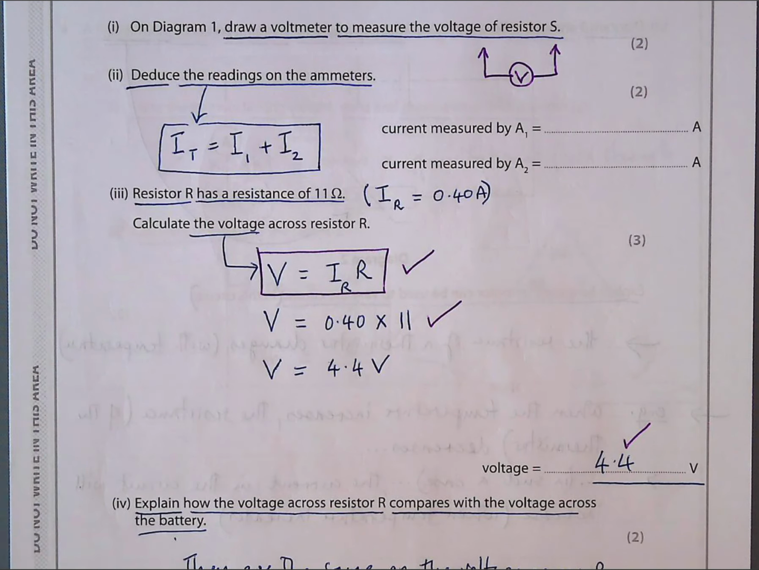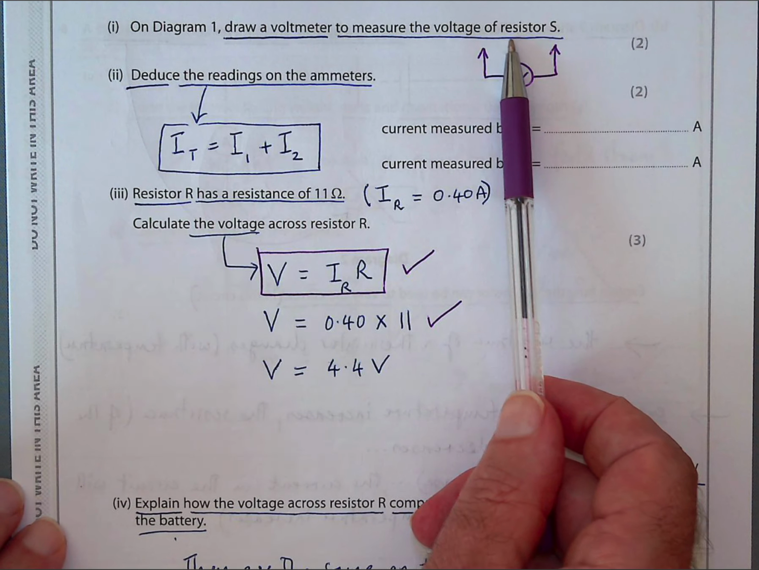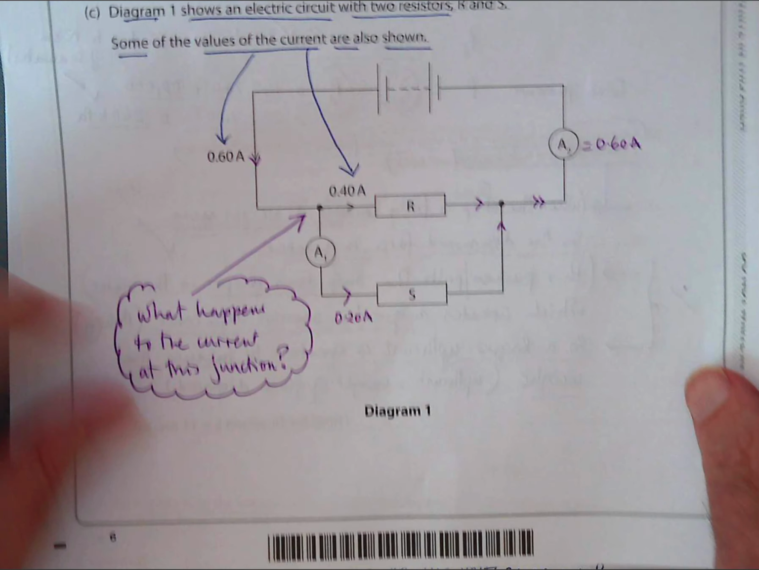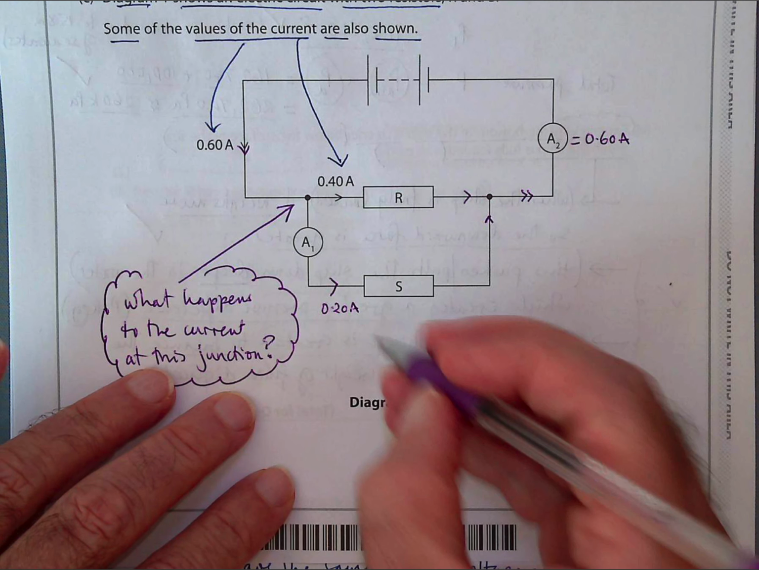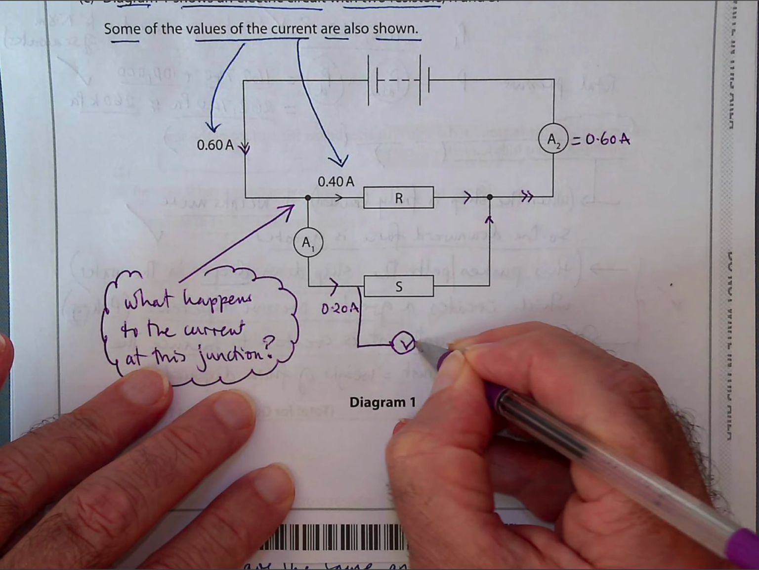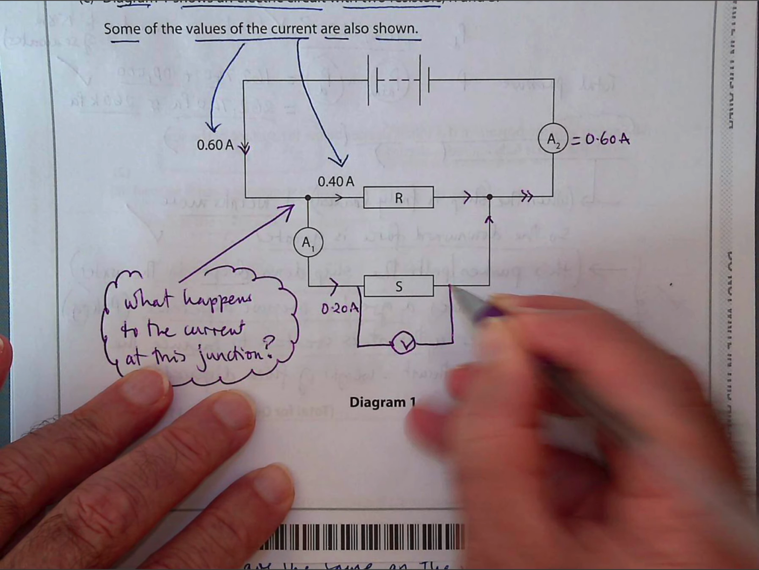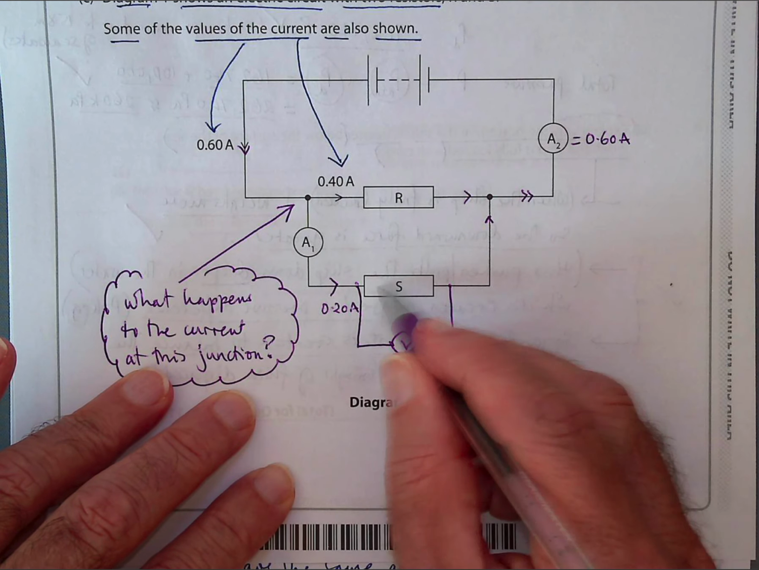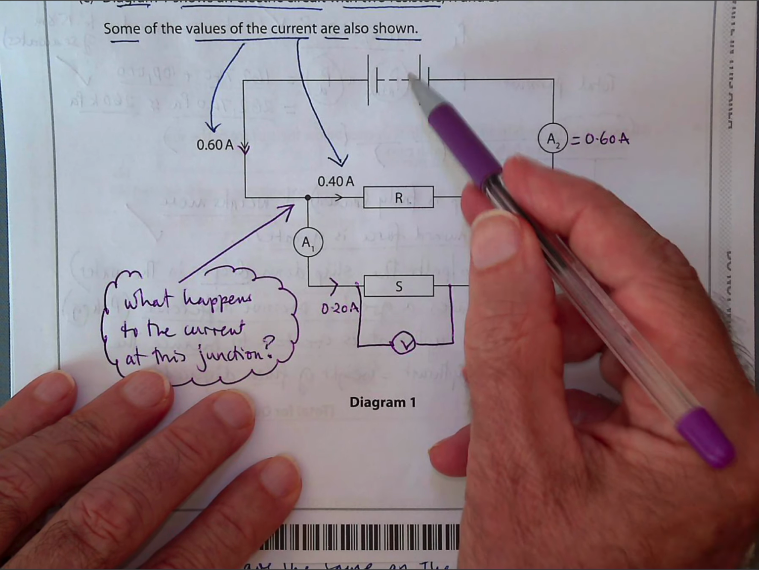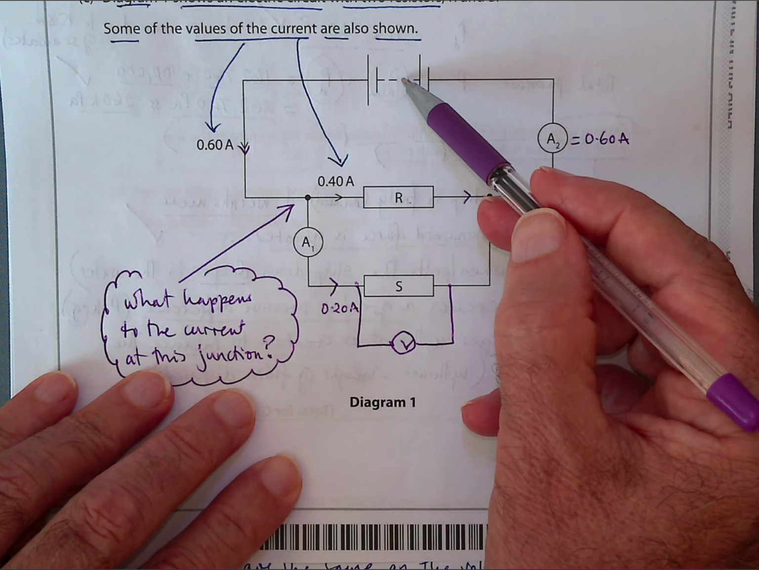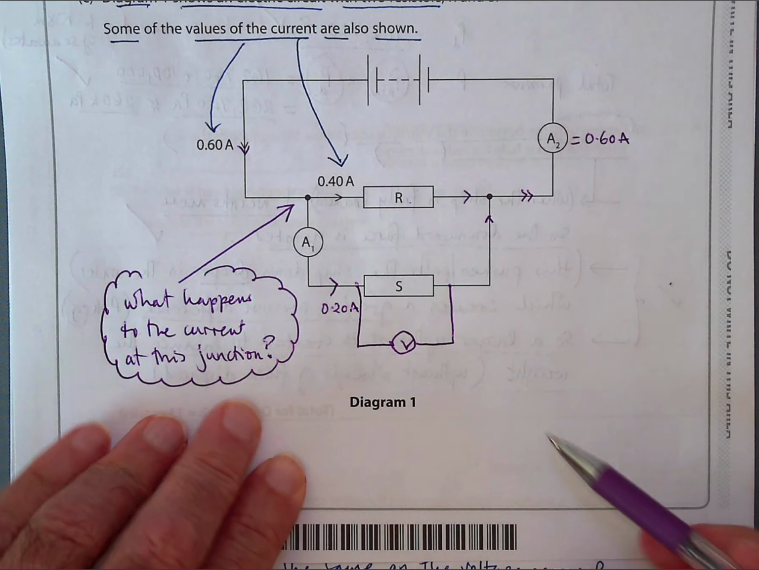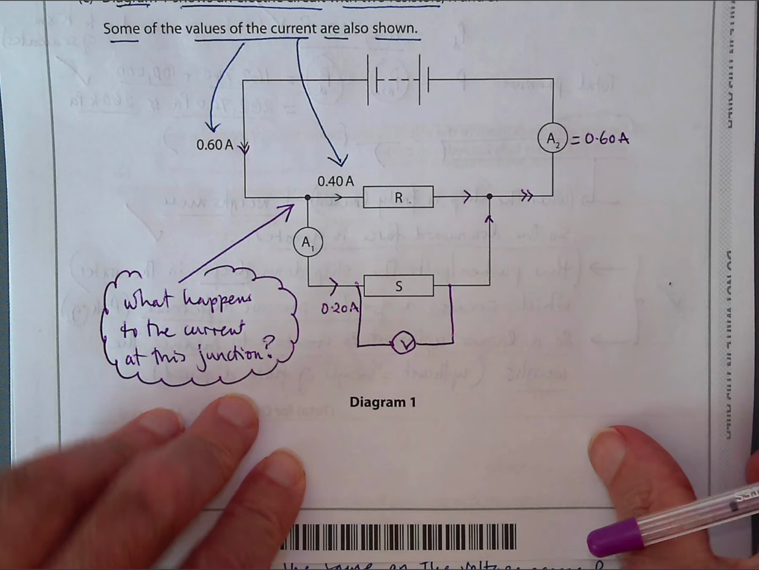So on diagram 1, it says, first of all, draw a voltmeter to measure the voltage of resistor S. So you've got to do this on the circuit diagram. So here's the circuit diagram. The voltmeter goes in parallel, so the voltmeter goes across resistor S. Okay, so it brings its own 2 leads, and it can then measure the voltage across S. Now remember that anything in parallel is at the same voltage. Yeah, so if this is a certain voltage, resistor R and resistor S will be the same voltage as the bulb. That's what parallel circuits do. Okay, so that's another circuit rule.